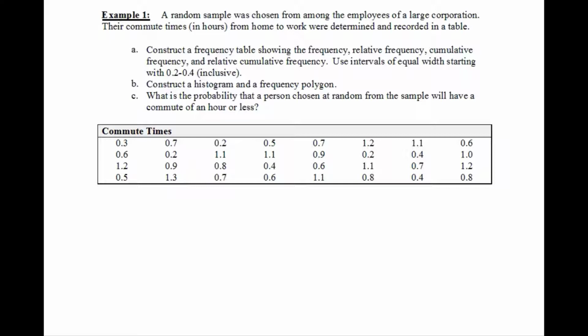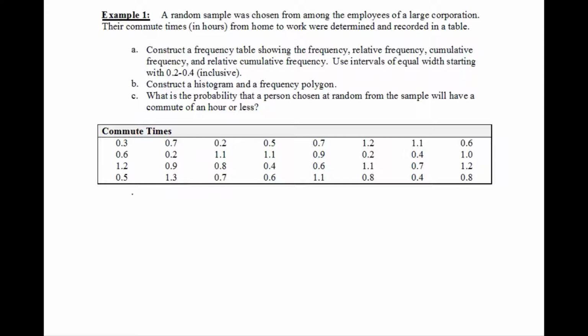We're going to learn about relative frequency, cumulative frequency, and relative cumulative frequency. We're also going to create a histogram and a frequency polygon. We're going to start by making a frequency table to organize our data, and we're going to use class intervals. We have been told what to use for the first class interval, and that's 0.2 to 0.4 inclusive.